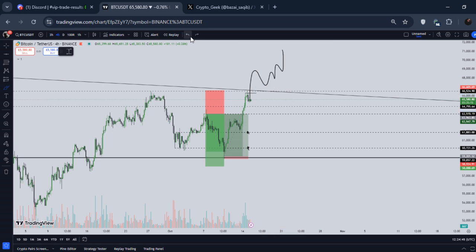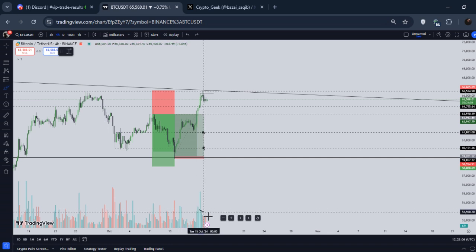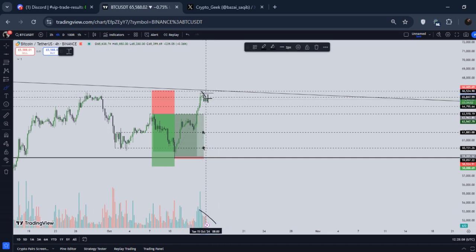Right now the short is not that big. From 66.3k we dipped back to almost 65k. We just dumped 1k from here, but that's not big momentum, and again to the downside the volume is decreasing, so that's not a very big move.